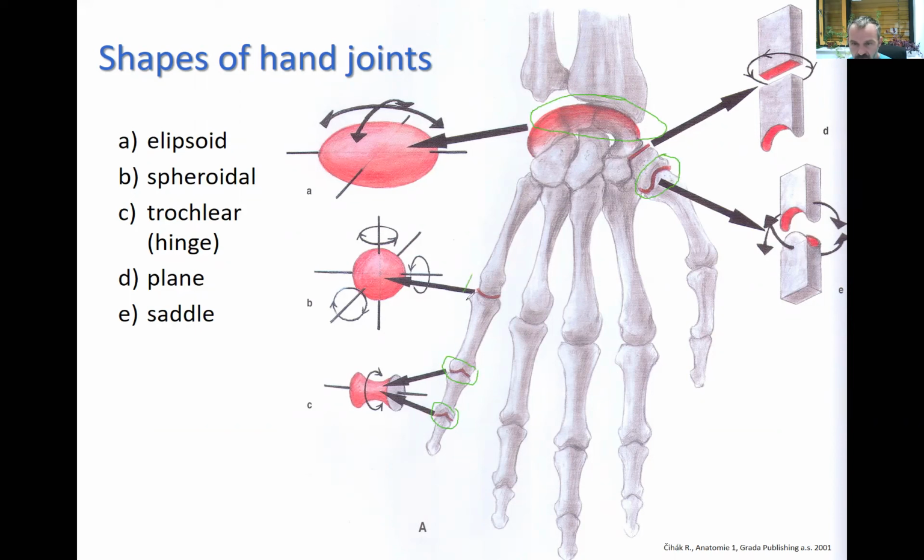And then we have this specific joint, which is dorsally spheroid, ventrally trochlear, so hinge joint, and functionally it is again ellipsoid, not anatomically, but functionally. And then we have these, which are plane amphiarthroses, so we just need to have slight movements in all directions here, and of course in the medial carpal joint as well.